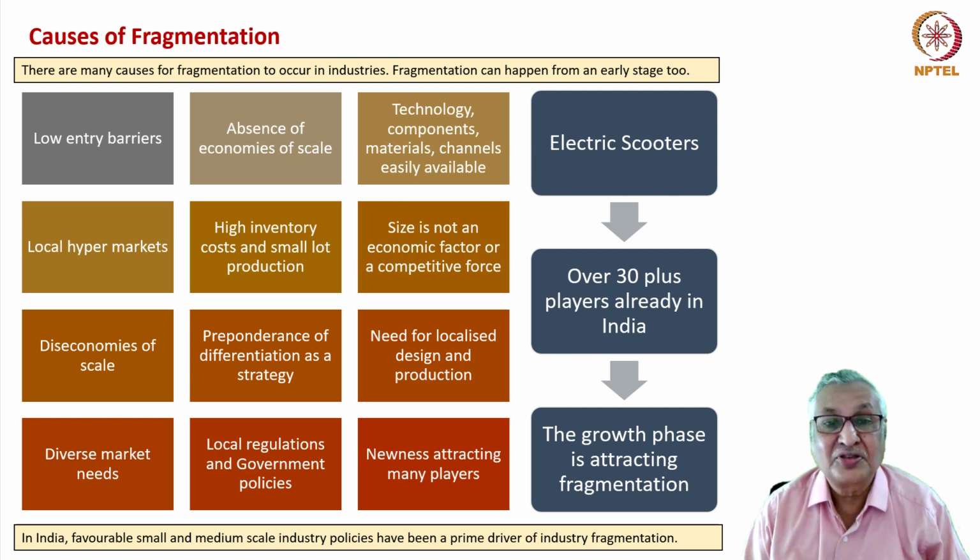When local regulations and government policies support small and medium enterprises and even micro enterprises, there would be fragmentation in the industry. When an industry appears new, there would be lots of entrepreneurial interested players in the industry, and that newness attracts many players and it causes fragmentation. In India, favorable small and medium scale industry policies have been a prime driver of industry fragmentation. Fragmentation can happen even in high technology industries. Electric scooters is theoretically a high technology industry, but already we have over 30 plus players operating in the electric scooter business in India. Every growth phase attracts fragmentation. The higher the perceived growth, the higher would be the number of entries into the industry. So, the causes of fragmentation are many. Some are strategic, some are structural, and some are regulatory.